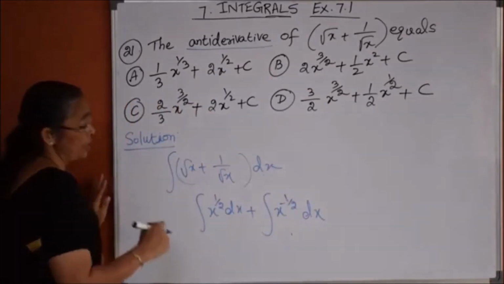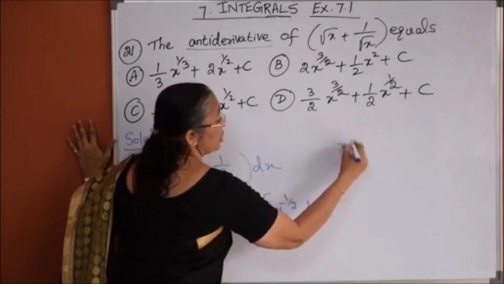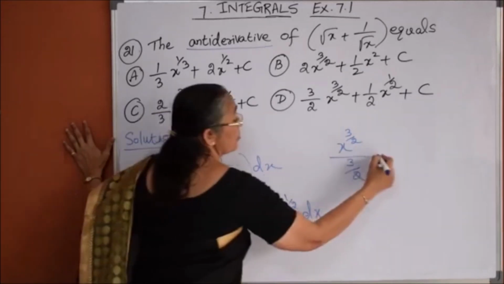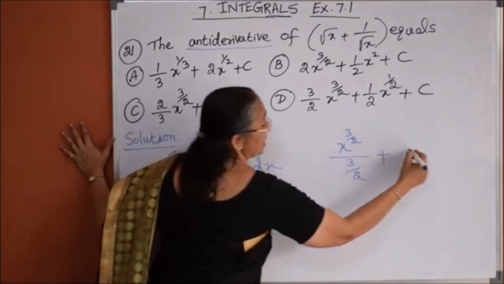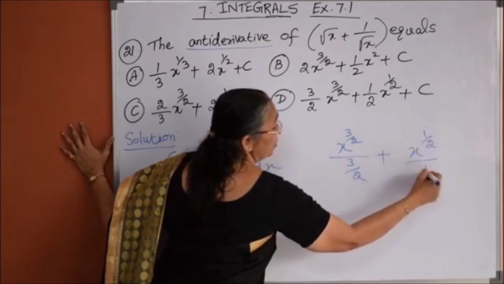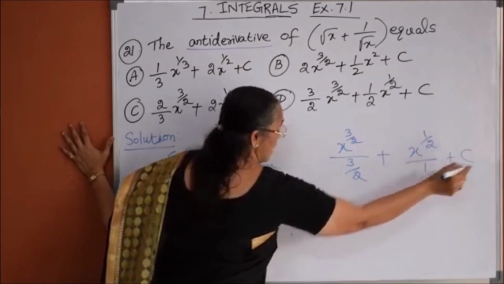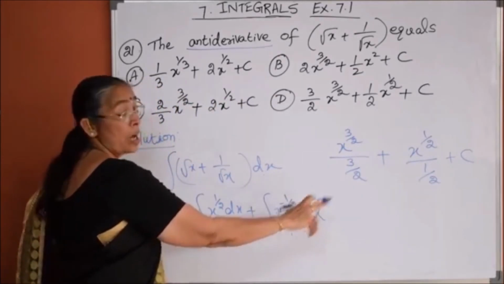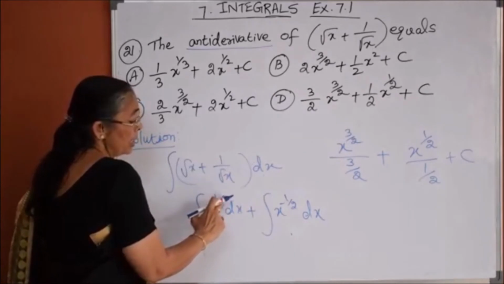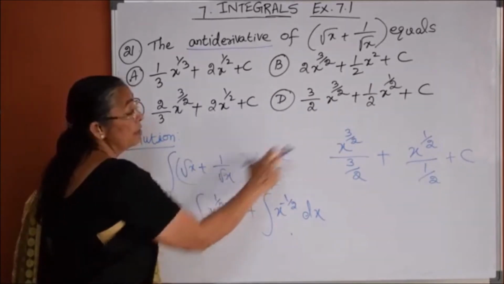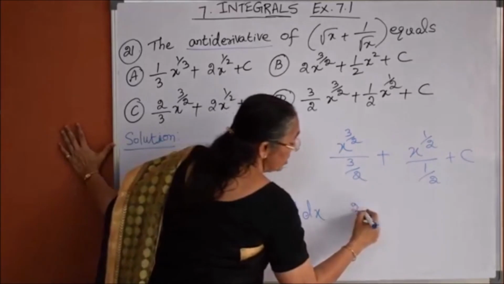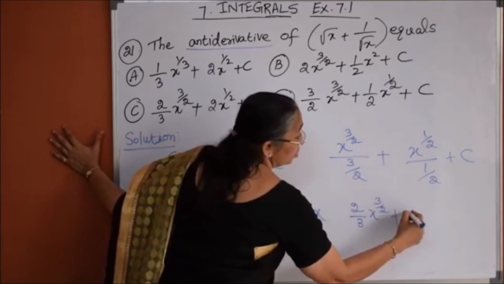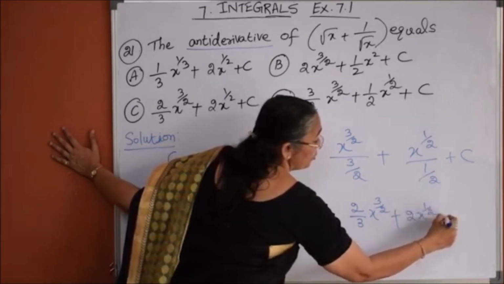So, integration of x power half dx is x to the power of 3 by 2 by 3 by 2, plus integration of x to the power of minus half dx is x to the power of 1 by 2 by 1 by 2, plus c. As minus half plus 1 is plus half, and similarly half plus 1 is 3 by 2. So, we get this one as 2 by 3 of x to the power of 3 by 2 plus 2 x to the power of half plus c.